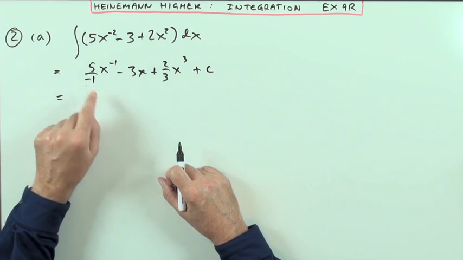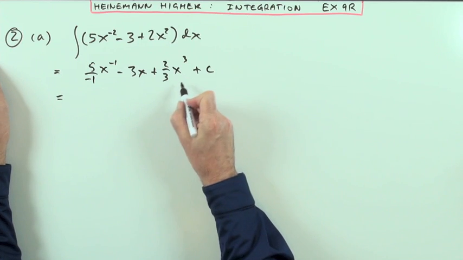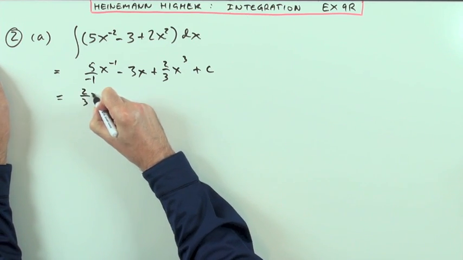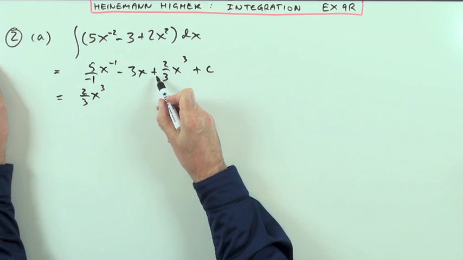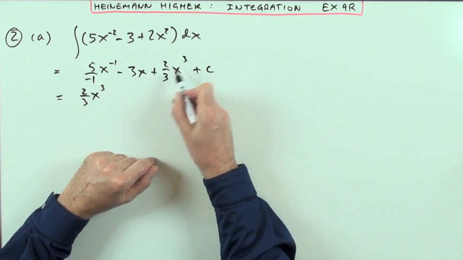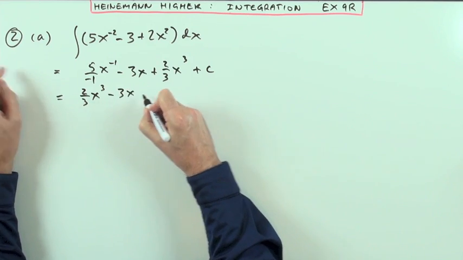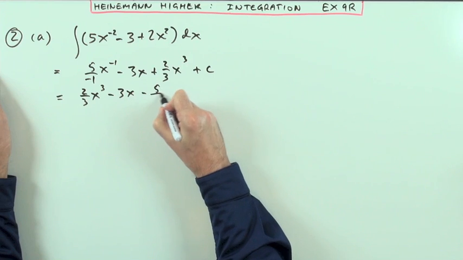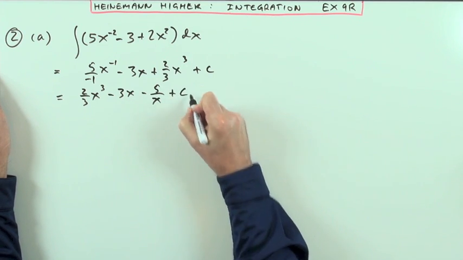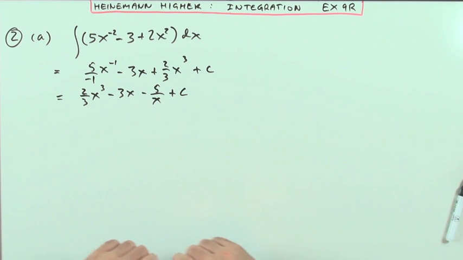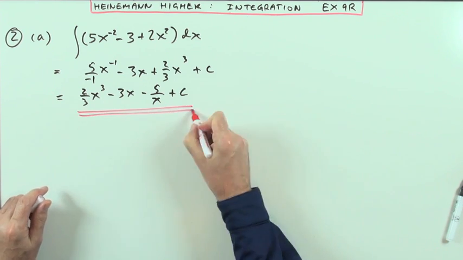Now, nothing wrong with that really, and maybe I'll put them into a slightly different order. I'll put the 2/3 x cubed first, mainly because it's positive, but also because it's got the highest power, minus 3x, minus 5, and I might as well pop that x underneath where it belongs and put that down as my final answer then. There it is.